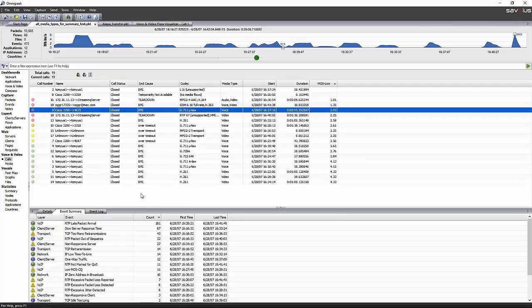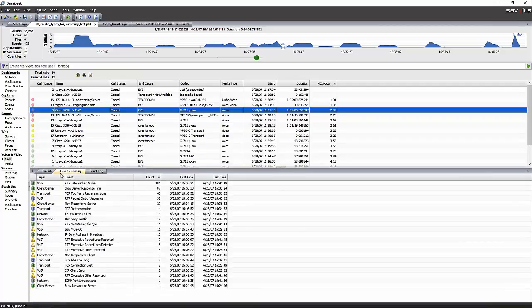Another way is to come down into what we call our expert event area. This is down toward the bottom. You see we have our event summaries, and there's a number of summaries that relate to VoIP. So first I can classify them all by VoIP.